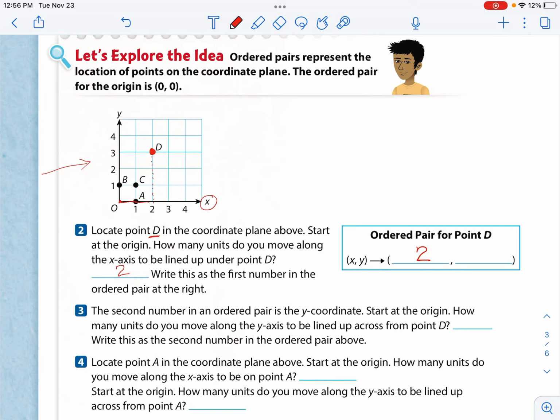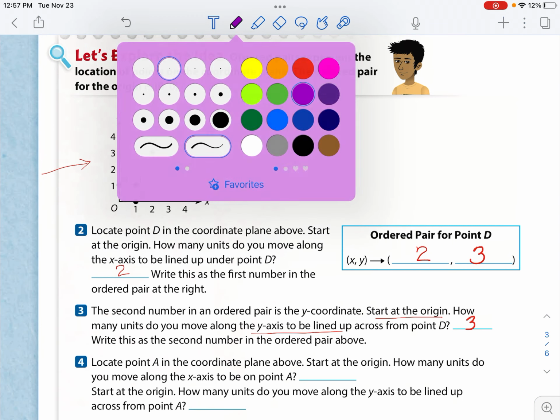So now, the second number in the ordered pair, you start at the origin, and how many units do you move along the y-axis? Or axis, I keep saying axis. Axis to be lined up with D. So the y is the vertical. So we need to look over and see along there we go 3 points up. So that makes the second point on our coordinate plane. So that means letter D is located at 2, 3. Okay, so I'm going to erase that, change colors here.